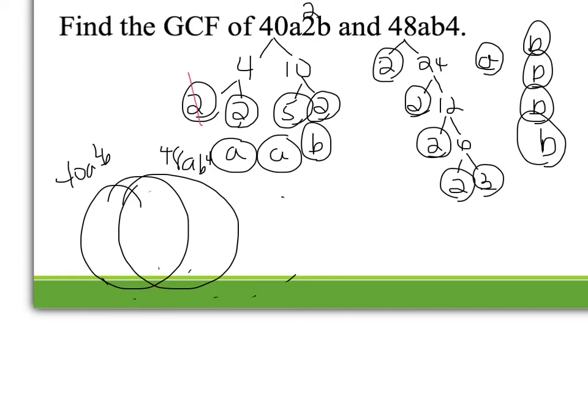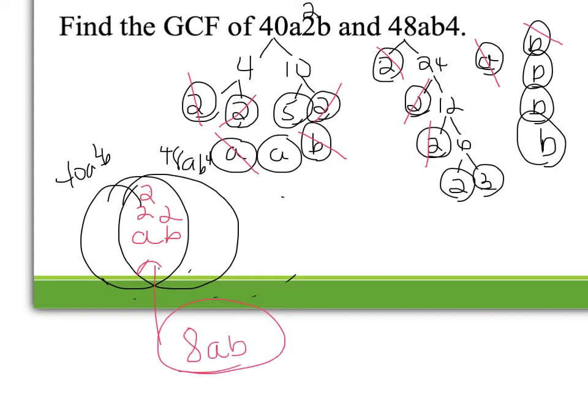Okay, so let's see what's in common. I have a 2 here and a 2 here. Another 2 and another 2. Here I have one more 2, one more 2. Okay, that looks like it for the numbers that are in common. I have an A and an A. And then I can match up one B here with one of the B's over here. And those are the only ones that are in common, okay? So I'm going to multiply everything that's in the center. So 2 times 2 times 2 is 8, AB. Okay, so this is the greatest common factor, 8AB.